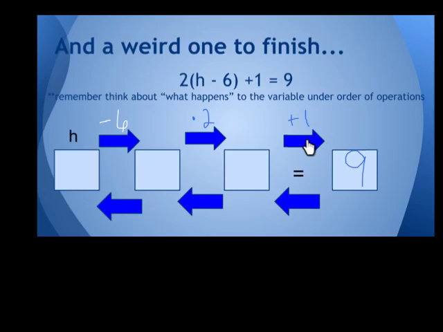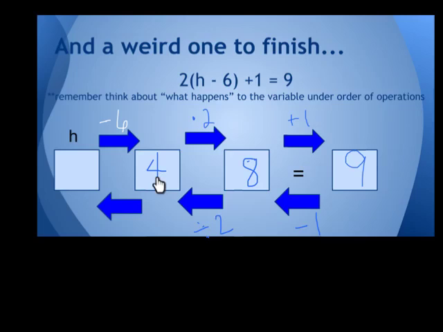What is the inverse of add 1? Subtract 1. 9 minus 1 is 8. So that's how we go from here to here. What is the inverse of times 2? The inverse of multiplication is division, so the opposite of times 2 is divide by 2. And then we do 8 divided by 2 is 4. Okay, so now we've backtracked through 2 of the steps.